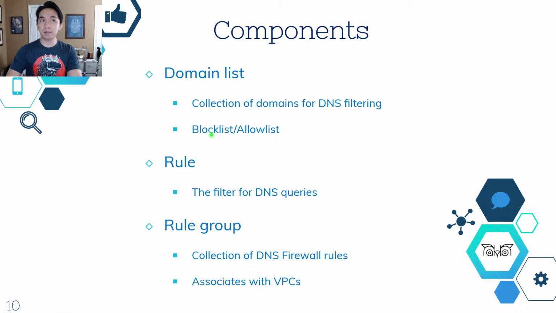The action itself is not taken here. It will be taken based on the setting of a rule. The rule is the filter itself, right? It will point to a domain list and the action to take when a domain matches that domain list. But the rule itself doesn't exist on its own. It has to be part of a rule group. A rule group is a collection of DNS firewall rules, and it's actually the component that will be associated with a VPC, right? We will go into a more detailed look here.